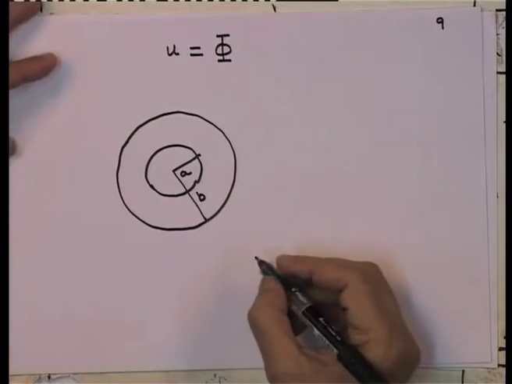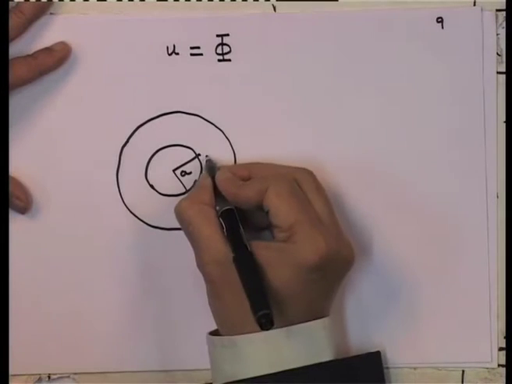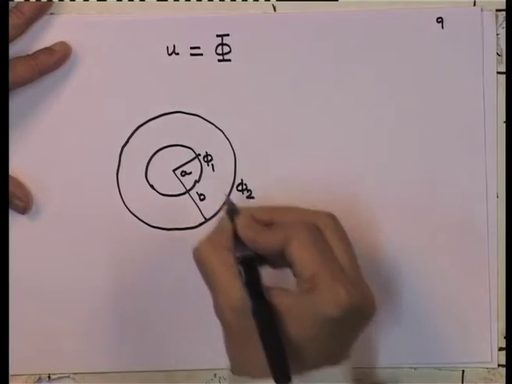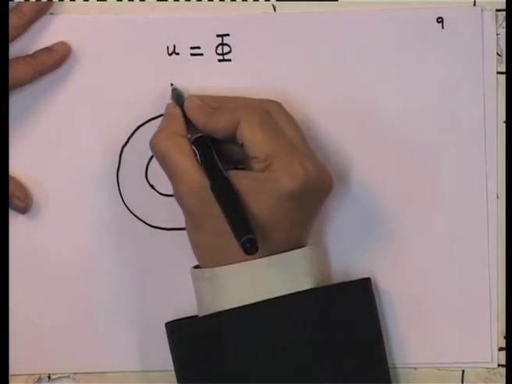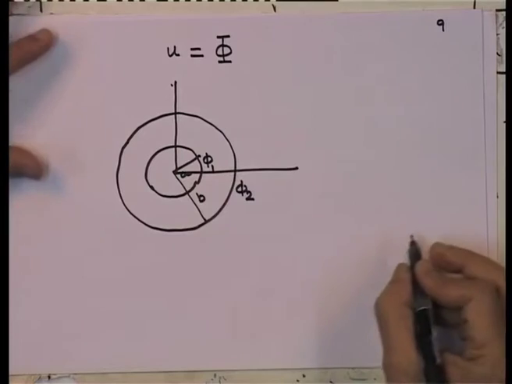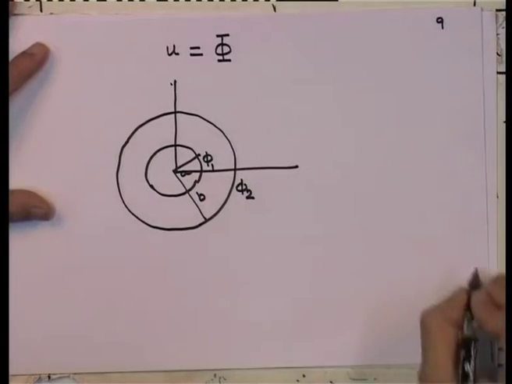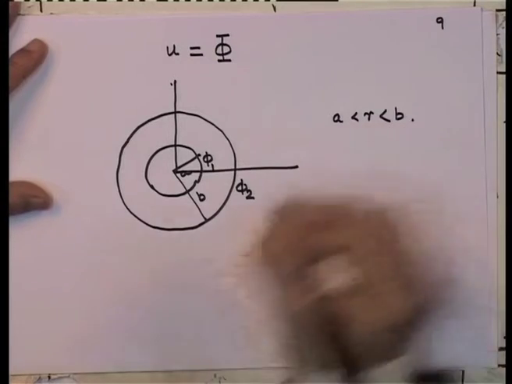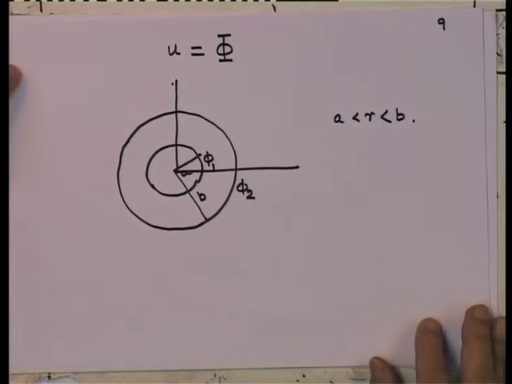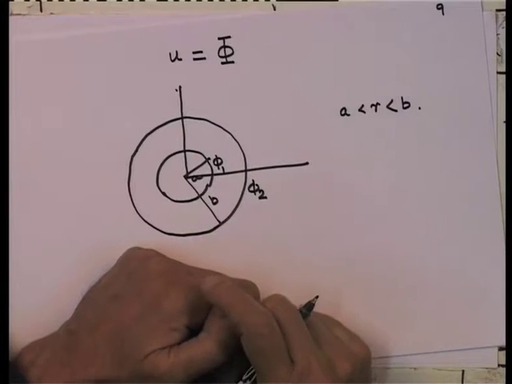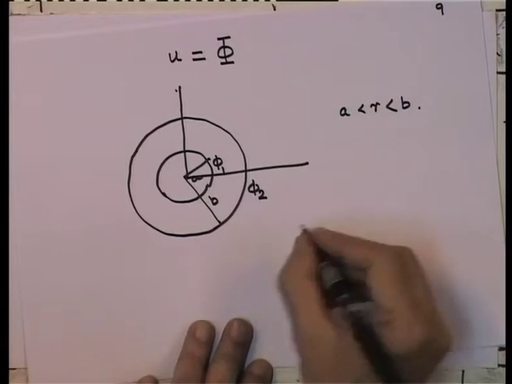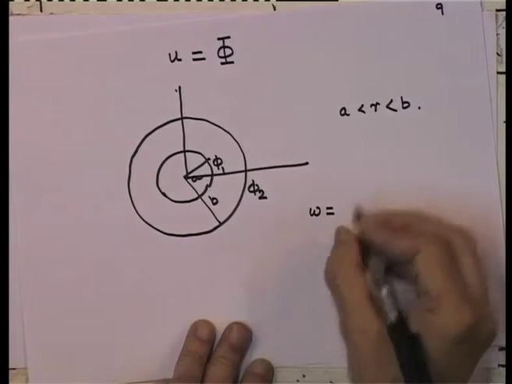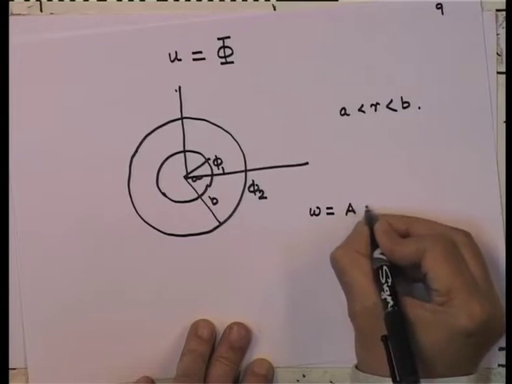And suppose the inner cylinder is at a potential phi 1 and the outer cylinder is at a potential phi 2. Now, I am interested in solving what happens in the region between a and b. So, firstly, let me consider a complex potential of the type A log z.